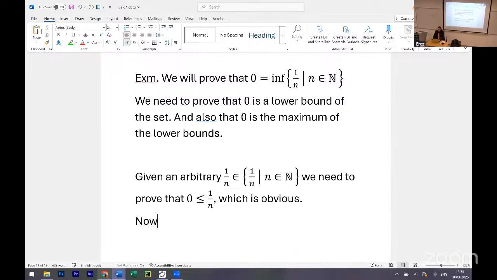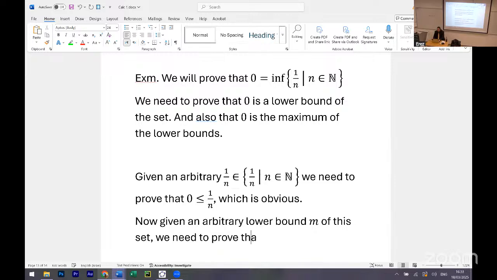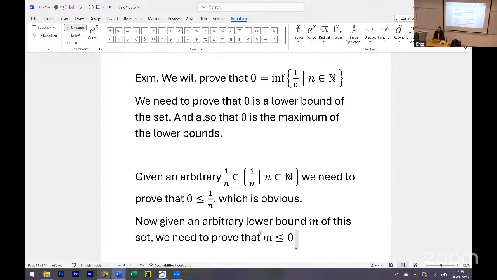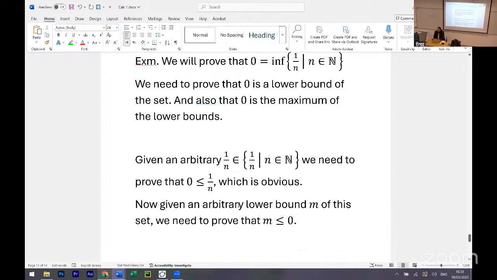Now, given an arbitrary lower bound M of this set, what do we need to prove? That M is smaller than or equal to 0. That proves that 0 is the largest lower bound, because it is a lower bound and all lower bounds are smaller or equal to it. Agreed? Okay, great.